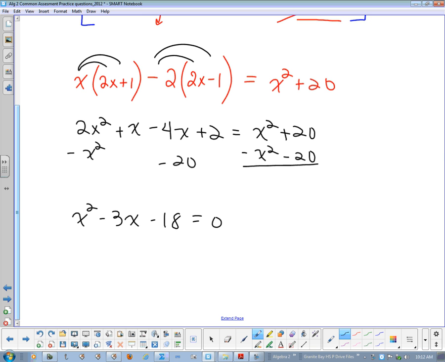Does this factor nicely? Better factor nicely. We have an x and an x. How about a negative 6 and a positive 3? We end up with, after you use the zero product property, x equals negative 3 and x equals 6. Here are your solutions.